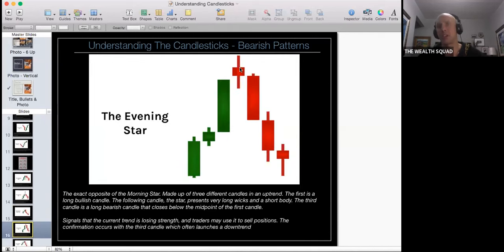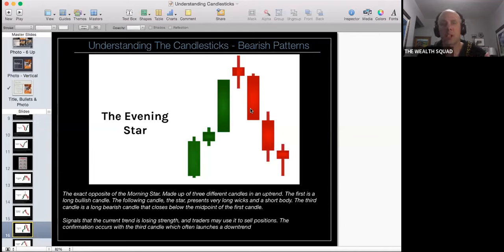Now you have your evening star, right? So this is the exact opposite of the morning star. It's made up of 3 different candles in the uptrend. The first one is the long bullish candle. The following candle, the star, is going to present very long wicks and a short body. And the third candle is the long bearish candle that closes below the midpoint of the first candle, right? So this is your first candle, this is the star, and then this is the third candle, which is going to be that confirmation of the bearish trend, right? It closes below the midpoint of the first candle, and it signals that the current trend is losing strength, and traders use it as an indication to sell their positions.